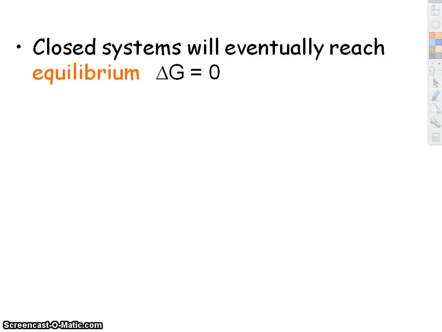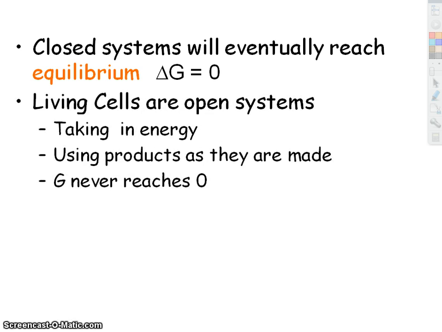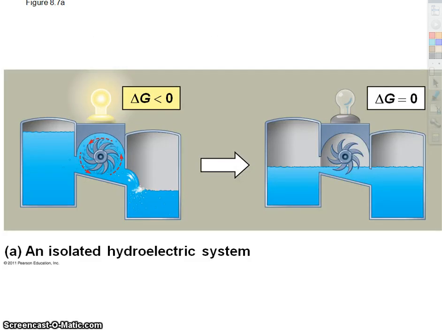All right, again, in a closed system, you eventually reach equilibrium where delta G is 0. Living cells are not closed systems. We're constantly taking in energy, using up the products, so that G never reaches 0. There are always chemical reactions going on unless the cell dies. Then it reaches equilibrium. And let me show you a diagram of this, and then I'll go back to this slide if you still need it. So don't worry if you didn't get that. I'll go back because I know the kids are going to come in.